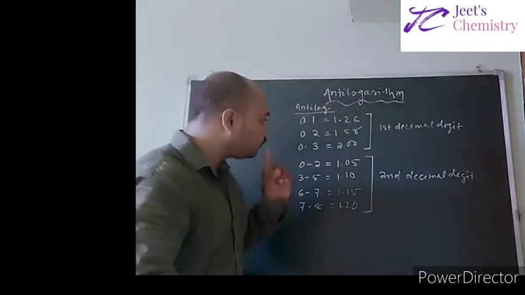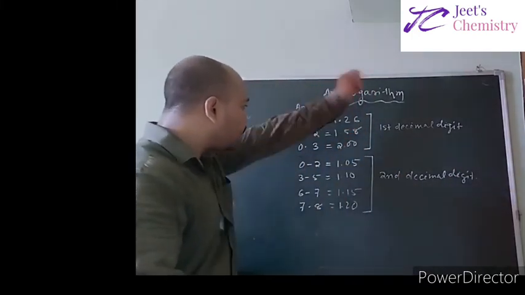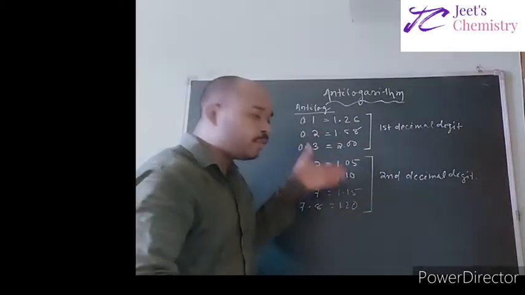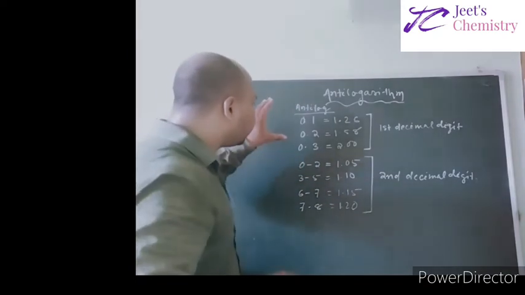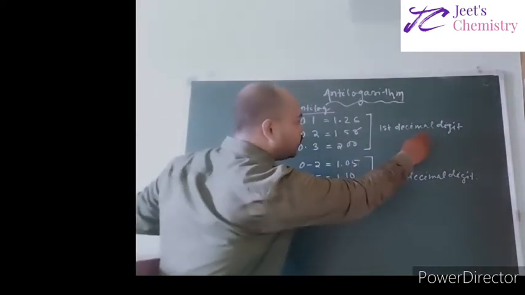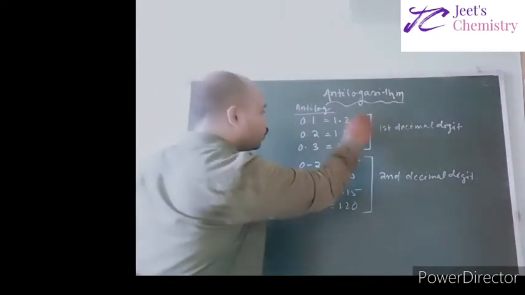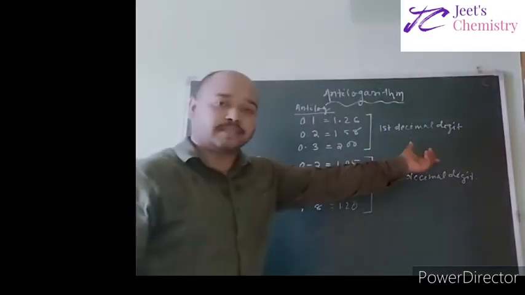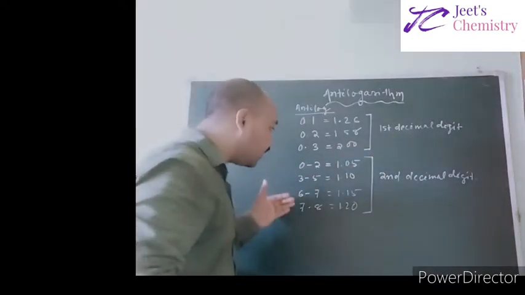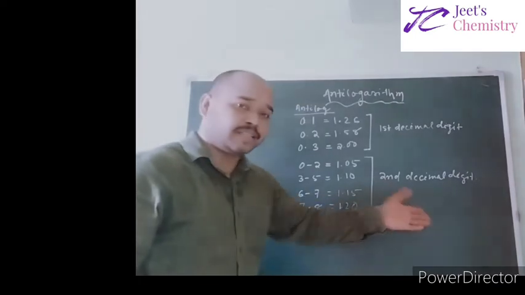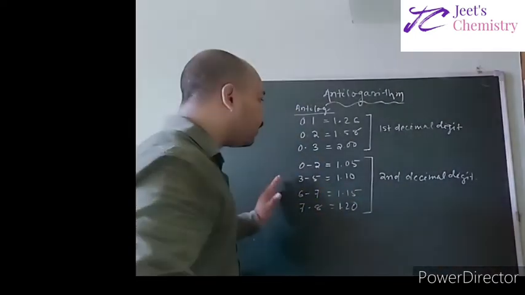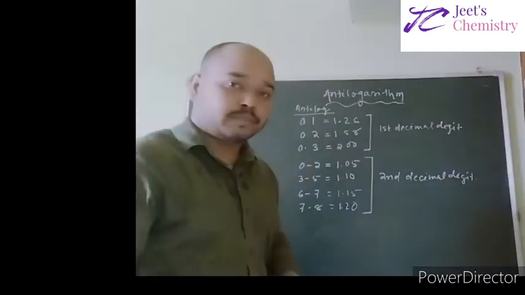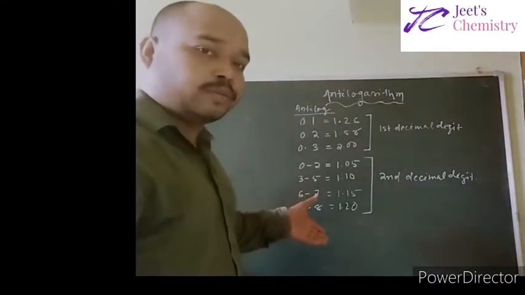So the most important thing is that first we have to remember these values. Then we will discuss the first decimal digit value, which belongs to the first decimal digit, and then the second decimal digit value. Okay, just to remember, copy this down, then I will proceed.